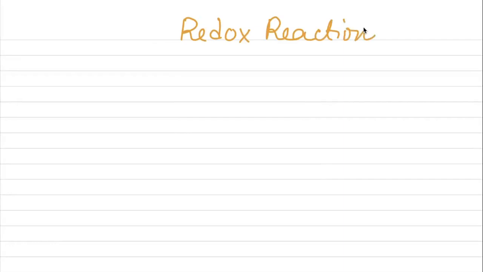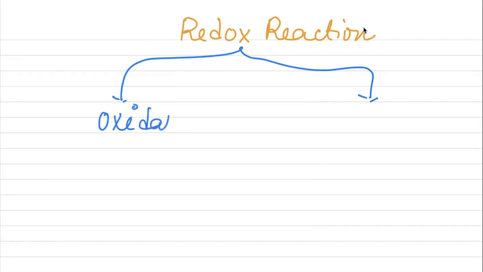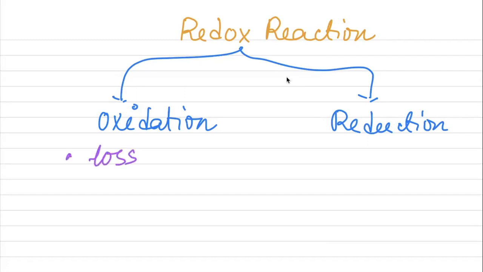So in terms of electron transfer, can you say what is oxidation? What is reduction in terms of electron transfer? Miss, oxidation is the loss of electrons. Yes, so we can say that oxidation means loss of electron. So reduction will be the opposite, gain of electron.